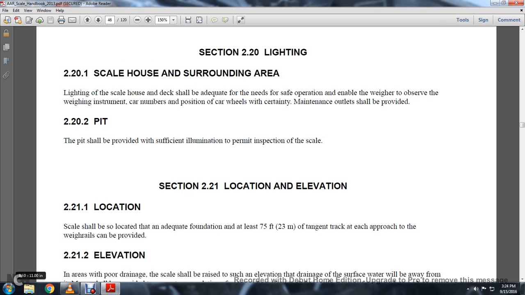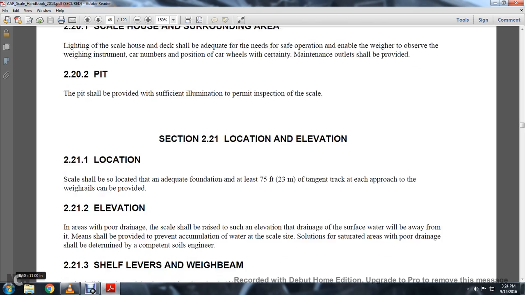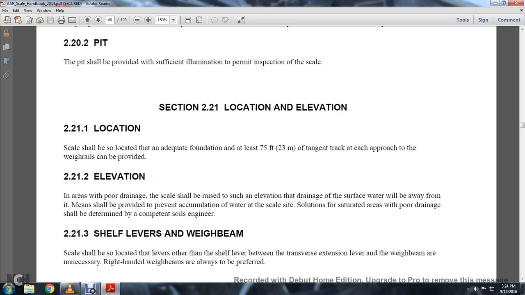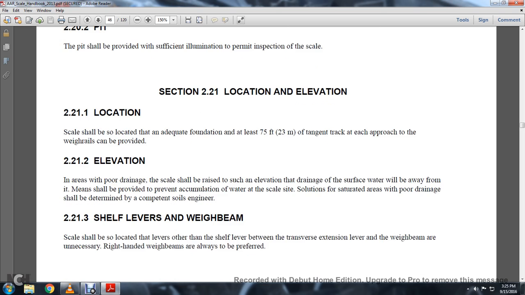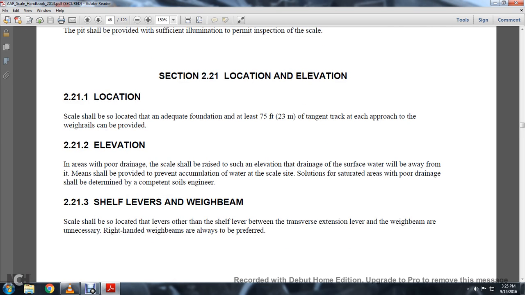Section 221, location and elevation. The scale shall be located with adequate foundation, at least 75 feet of tangent track at the approach to the weighbridge rails. The elevation of the area and the drainage shall be such that surface water will drain away from the scale and prevent accumulation of water at the scale site. The solution for a saturated area with poor drainage shall be determined by a competent soil engineer.